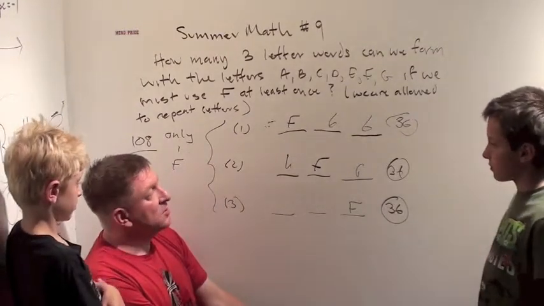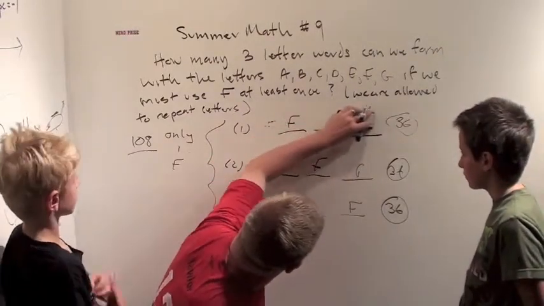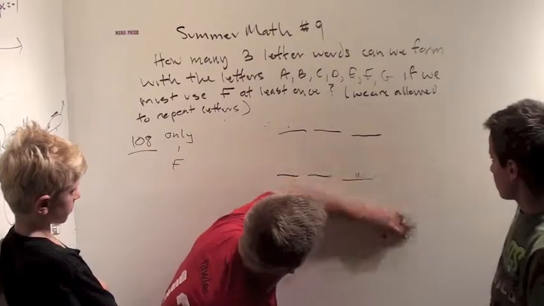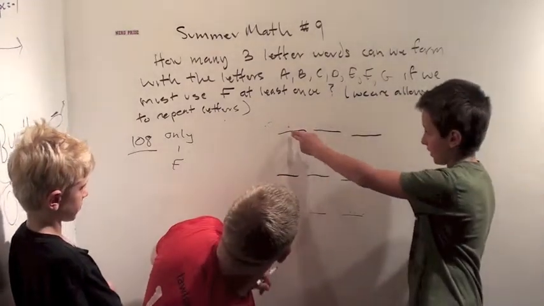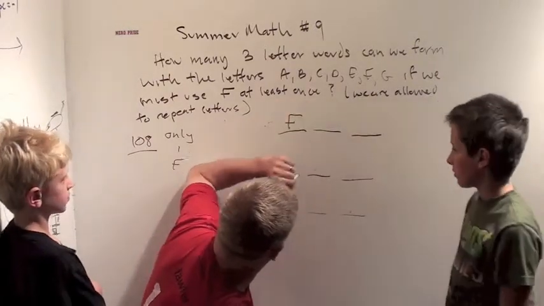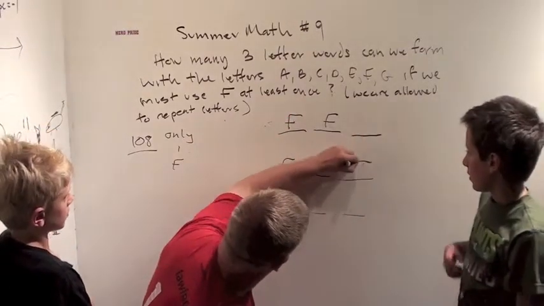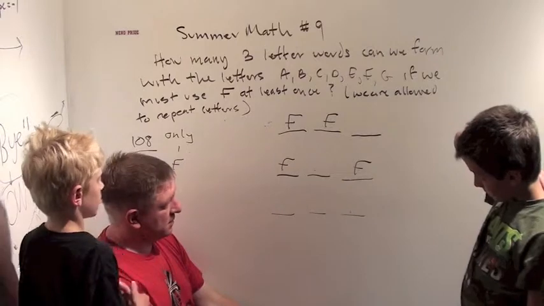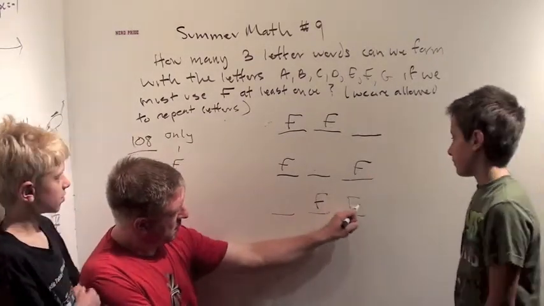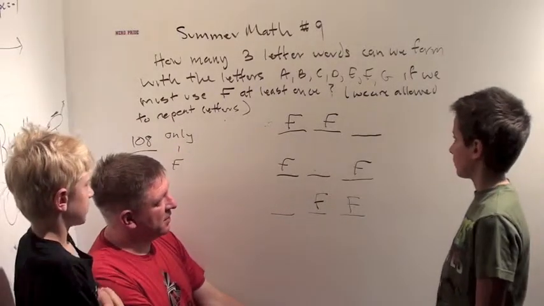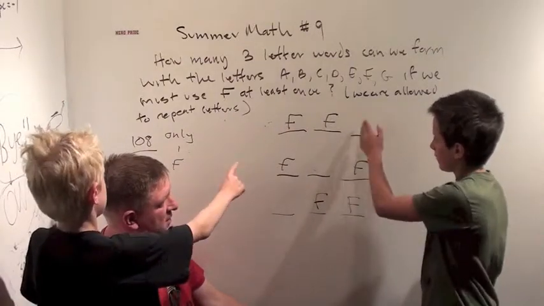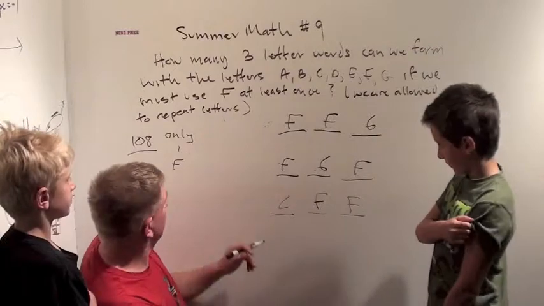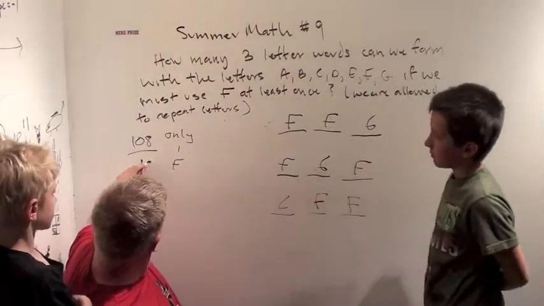Probably only two Fs. Now, how many ways can I put two Fs into these three slots? Well, if you start with an F here at the beginning, you can put an F here or here. And if you put an F in the middle, you could go F there and F there. So what am I looking at now for this case? It's six, six, and six. Are there any overlaps there? No, because you're still not including any more Fs. How many total cases are there for this part? There's going to be 18. Now what about three Fs?